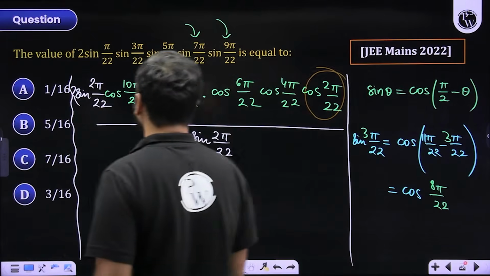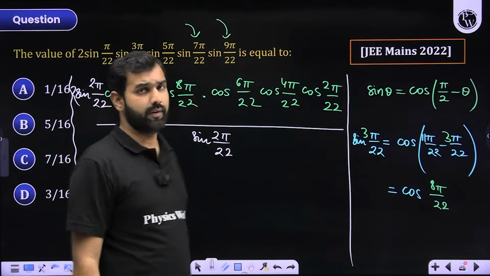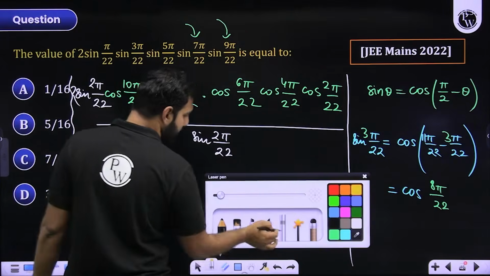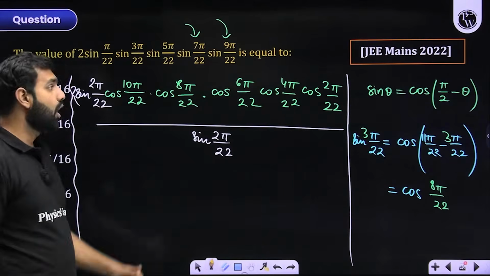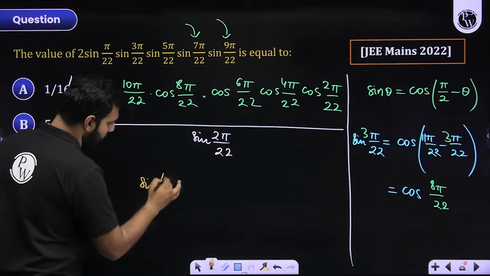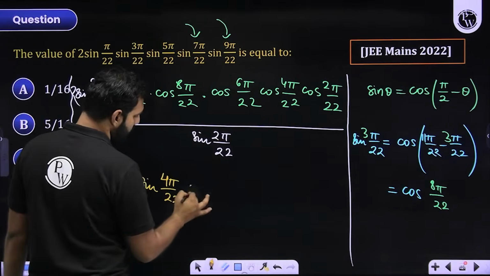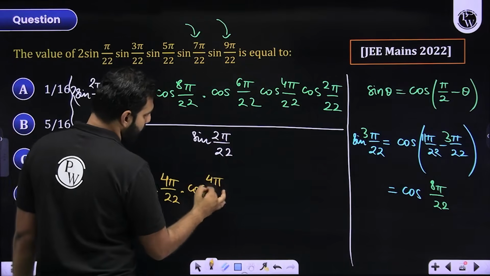So do you not think that 2 sine 2 pi by 22 cos 2 pi by 22 can be replaced by sine 4 pi by 22? That was the reason I did it. It is sine 4 pi by 22. Along with this, we have this cos 4 pi by 22.